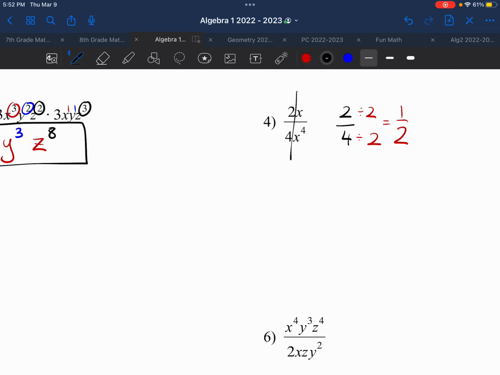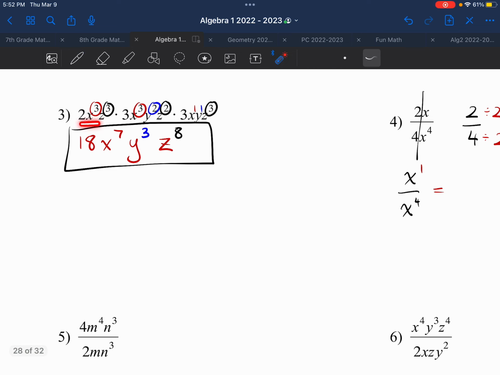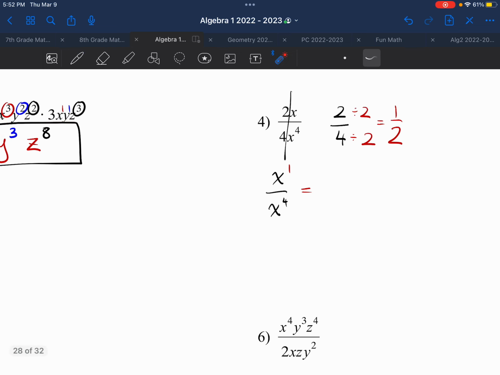There's only going to be, in your final answer, 1 copy of each letter. Like, look at the last problem. We had a lot of x's. X, x, x. There's only 1 x in our final answer. Same thing in number 4. You're only going to have 1 of these x's, either the top or the bottom. In this case, the bottom one, it was more positive. So x is going to be in the denominator.